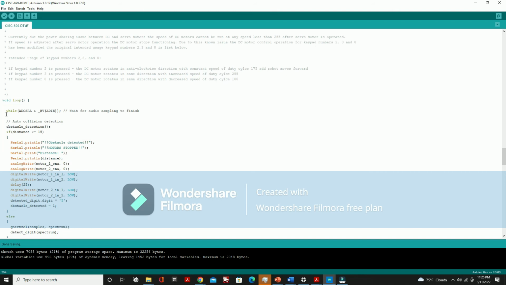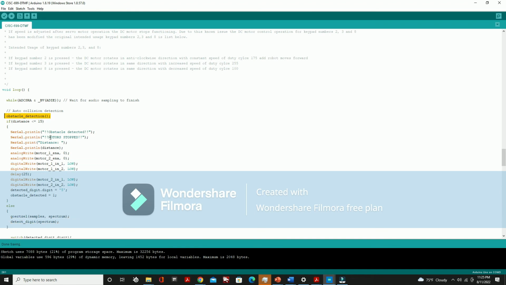So in this loop, first I start to wait for the audio sampling to finish, and then I look for the collision detection. If the distance computed by the obstacle detection is less than or equal to 15, I say obstacle detected, and I stop the motors altogether. That is putting the DC motors to the initial state.